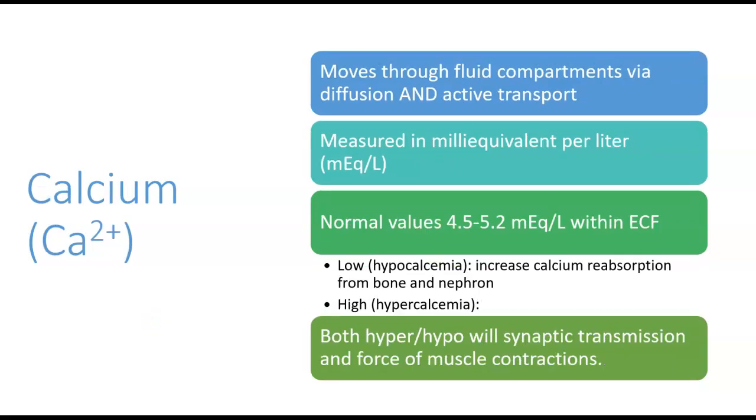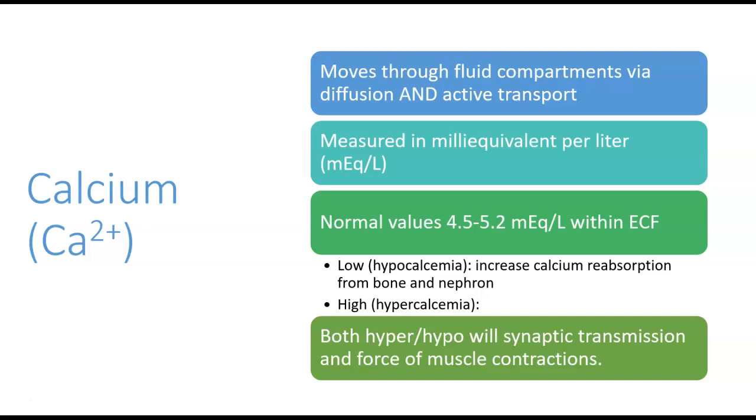Calcium moves through the compartment via diffusion and active transport, measured in milliequivalents per liter. Normal values 4.5 to 5.2. Hypocalcemia is low, and this is going to cause our bodies to basically pull or reabsorb calcium out of our bones into the interstitial fluids.